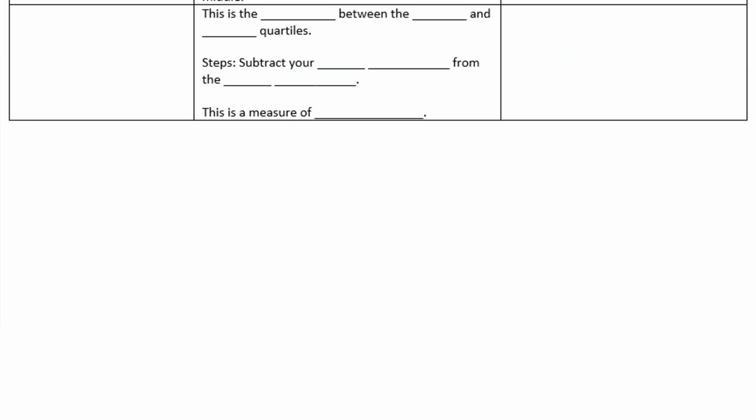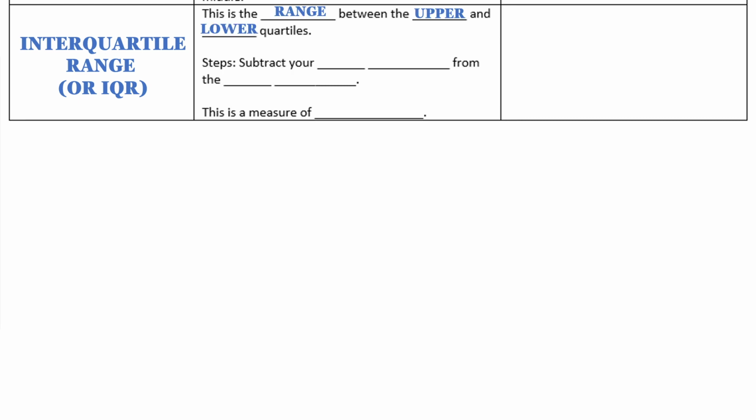Our last vocabulary word is the interquartile range. Interquartile should help you realize that you're figuring out what's in between the quartiles, what's in between the lower and upper quartile. So this is the range between the upper and lower quartiles. And just like before, when we see range, we know we're going to have to subtract. So we subtract our lower quartile from our upper quartile.